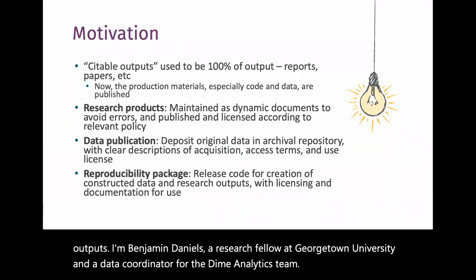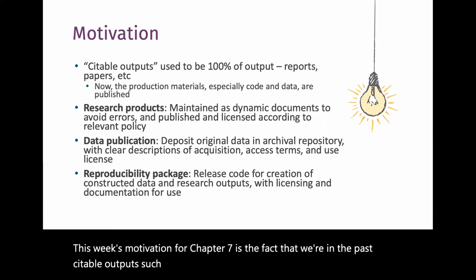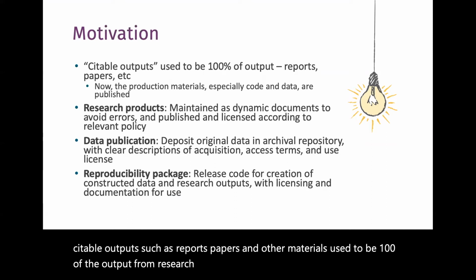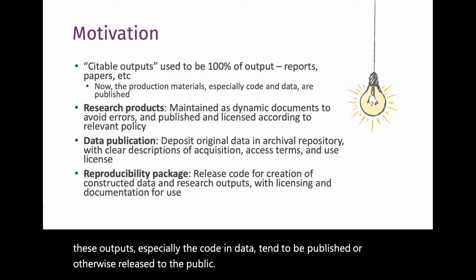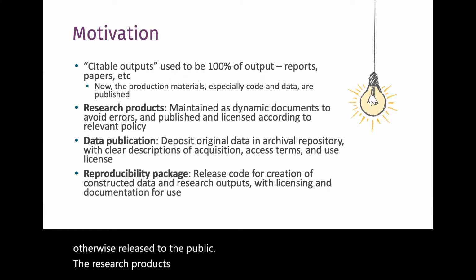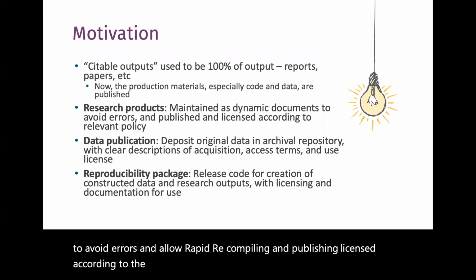This week's motivation for chapter 7 is the fact that where in the past citable outputs, such as reports, papers, and other materials, used to be 100% of the output from research projects. Now, production materials for these outputs, especially the code and data, tend to be published or otherwise released to the public. The research products themselves are maintained as dynamic documents to avoid errors and allow rapid recompiling, and published and licensed according to the relevant policy of the publisher.